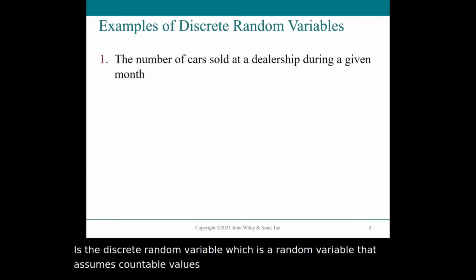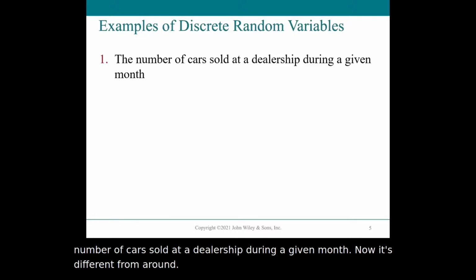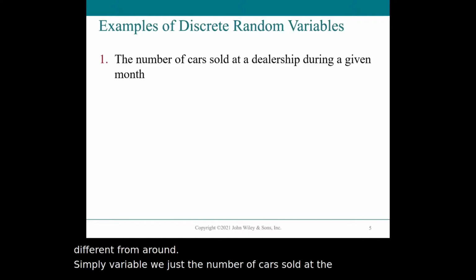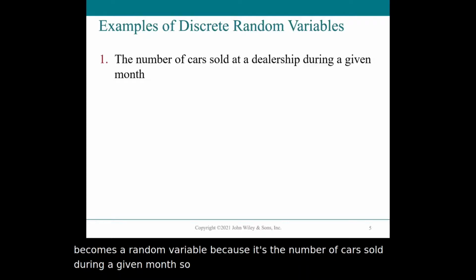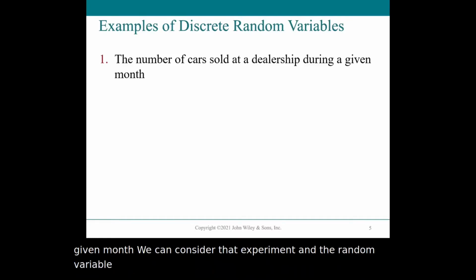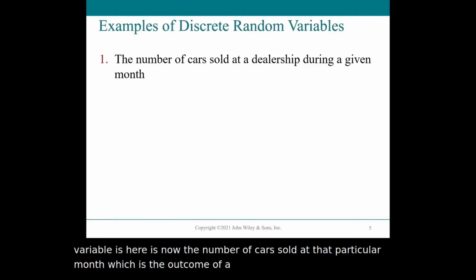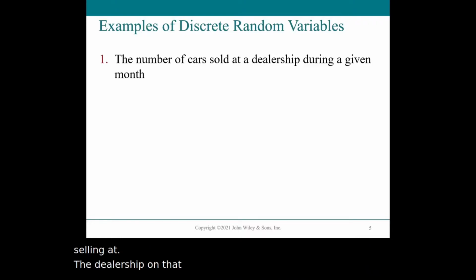So here are some examples. The number of cars sold at a dealership during a given month. Now, it's different from a simple variable, which is the number of cars sold at a dealership. It becomes a random variable because it's the number of cars sold during a given month. So it's basically a random experiment. A given month, we can consider that an experiment. And the random variable is now the number of cars sold in that particular month, which is the outcome of a certain experiment. So the outcome is the number of cars sold, and your experiment is the selling at the dealership in that particular month.